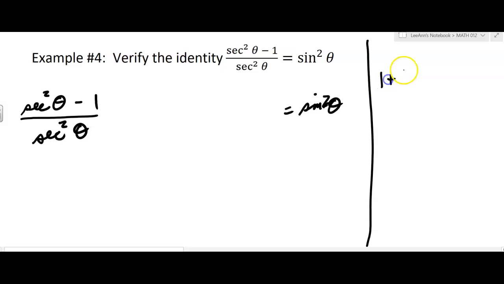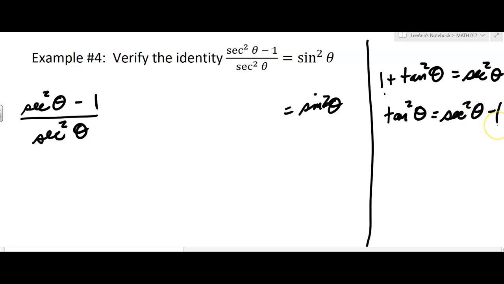There's a 1 plus tangent squared theta equals secant squared theta. That is one of the Pythagorean identities, okay? But you could also subtract the 1, right? So you would get tangent squared theta equals secant squared theta minus 1. Okay, so now I can use that. I can replace the secant squared theta minus 1 with tangent squared theta.